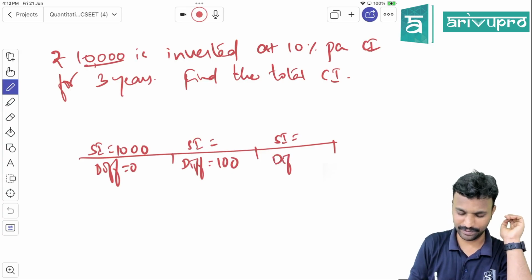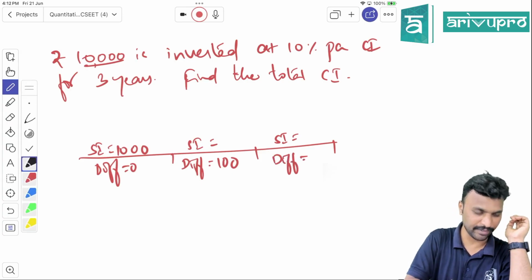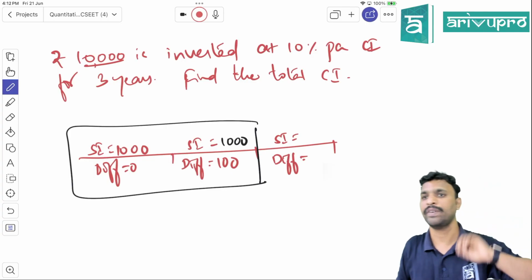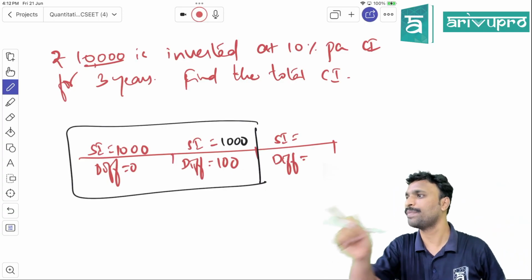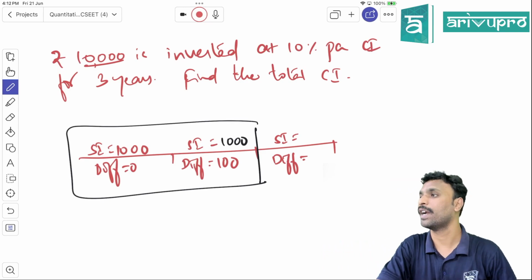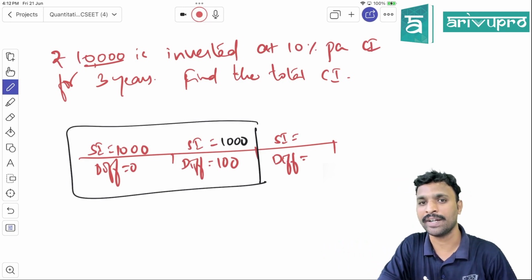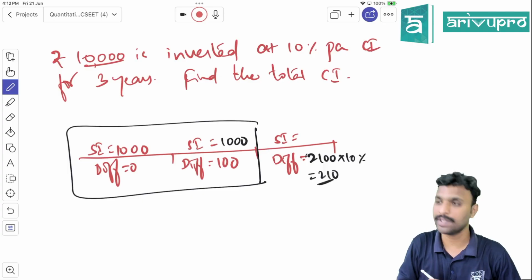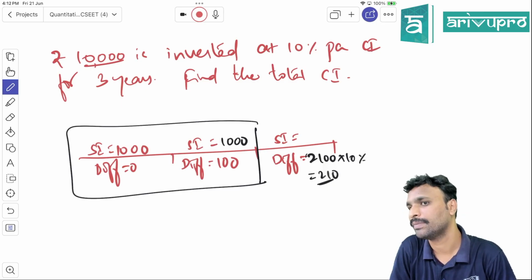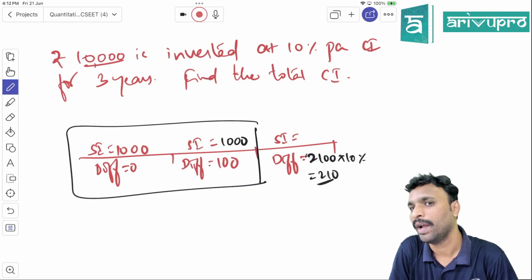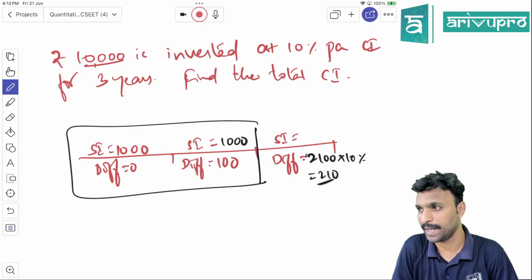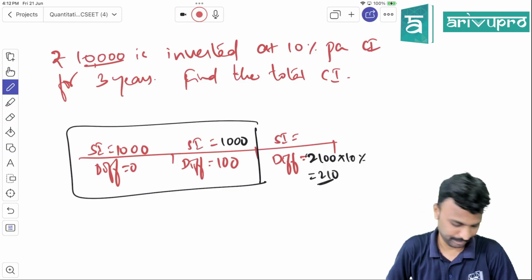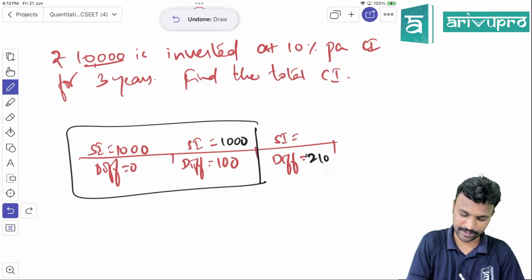Now the third year difference. How to find the third year difference? Please concentrate. To the left of the third year, whatever we have, add everything: 1000 plus 1000 plus 100, 2100. On 2100, 10% is 210. So this is the difference for the third year. So you have to find the difference for the second year and the third year also.